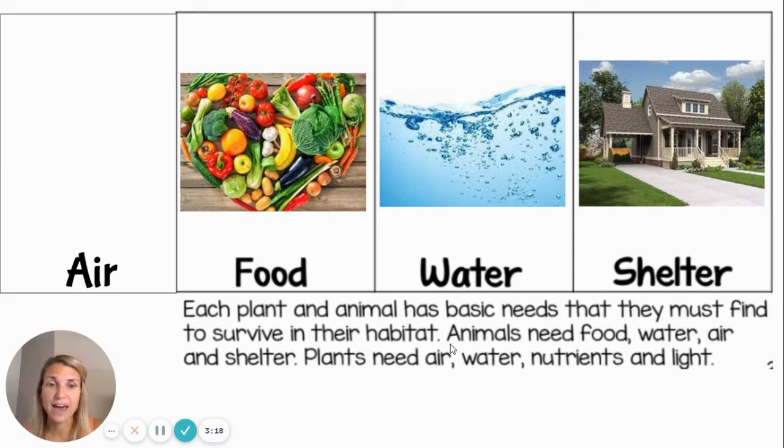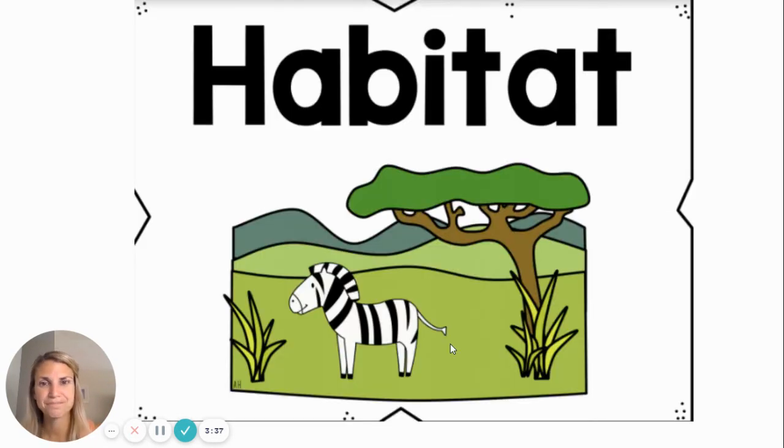Animals have basic needs as well. They also need food and water and air and a shelter. And plants need air and they need water, but they also need nutrients from the soil and they need light that comes from the sun.